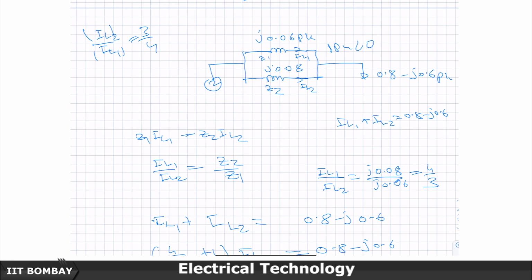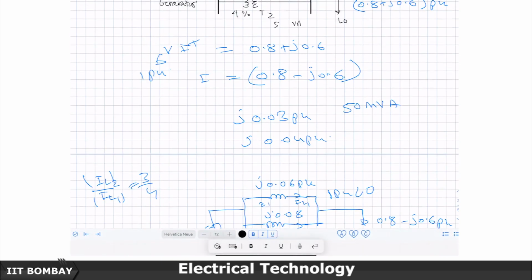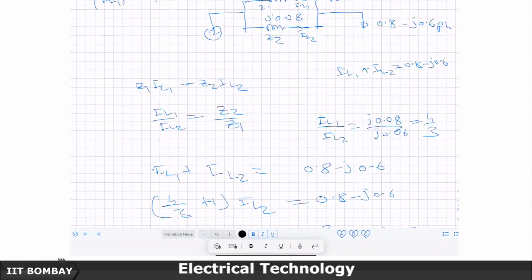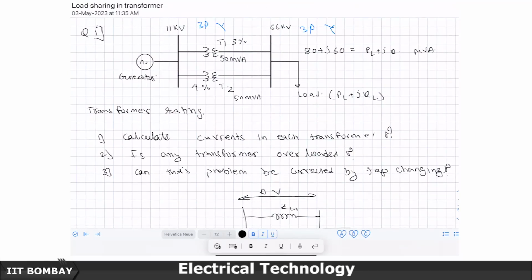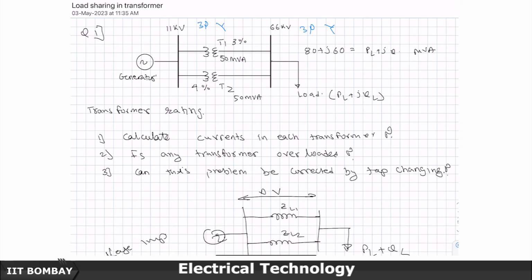So this transformer carries 75% of this current, and with voltages being the same, the MVA load is 75% of that of the other transformer. You can work out the actual numbers, but it is clear that this transformer is underloaded, below 50 MVA, and this transformer will be overloaded, going above 50 MVA, causing overloading of the transformer.